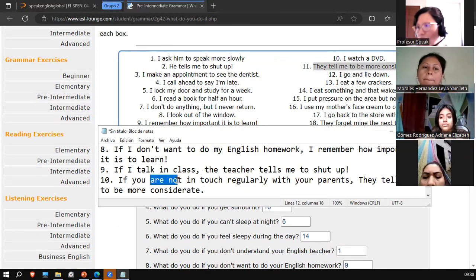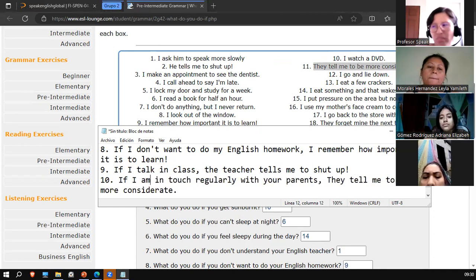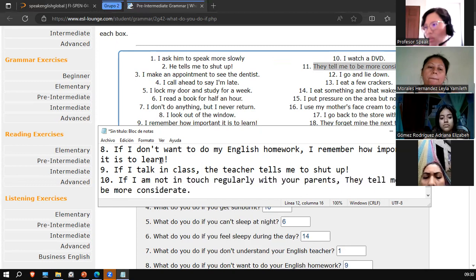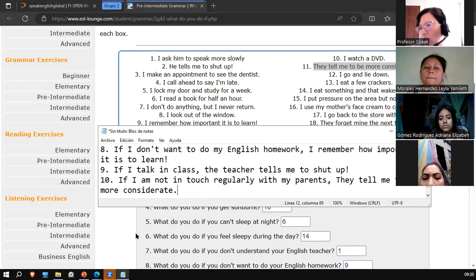Let's change everything. If I am not in touch regularly with my parents, right? They tell me to be more considerate. That's number 10, right?